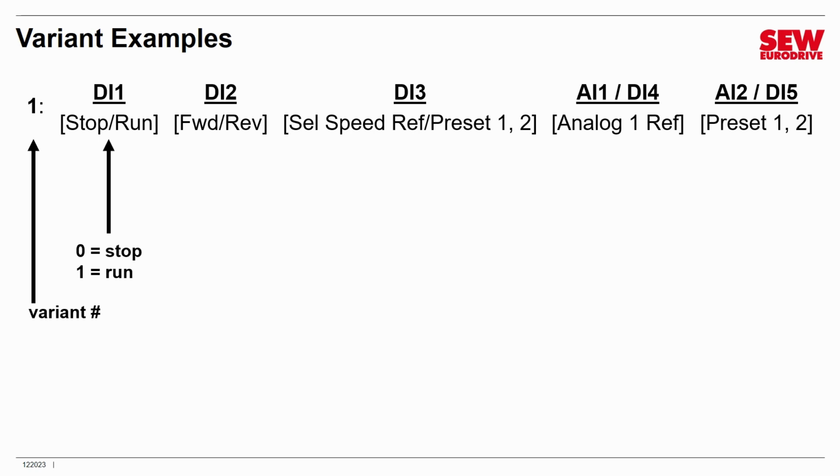There are a few exceptions, but it mostly has this function. Digital input 2 is a direction control input in this variant. If you put a 0 into it, the VFD will turn clockwise or forward. If you put a 1 in there, it will turn counterclockwise or reverse.